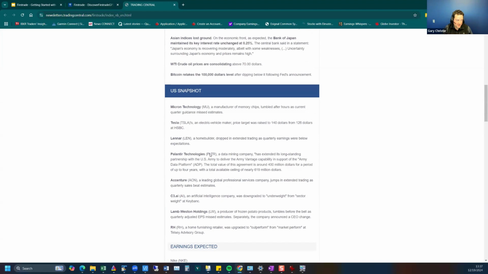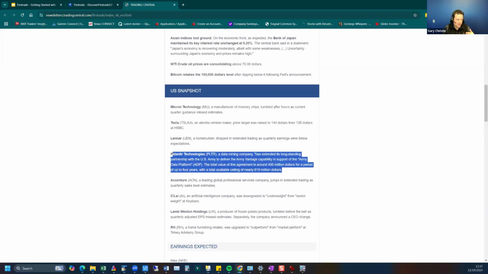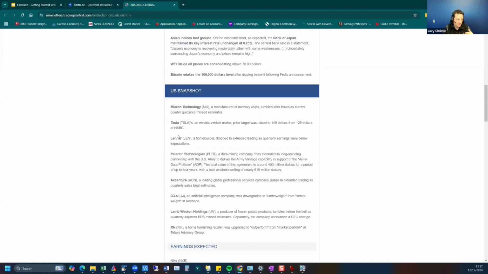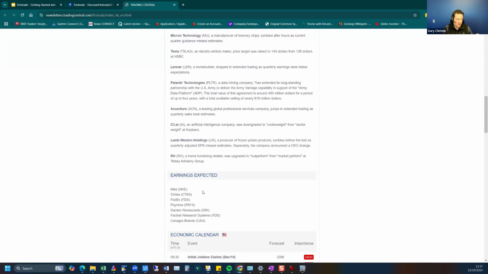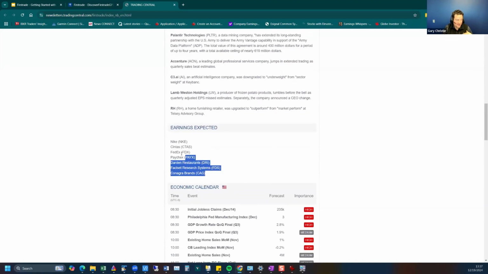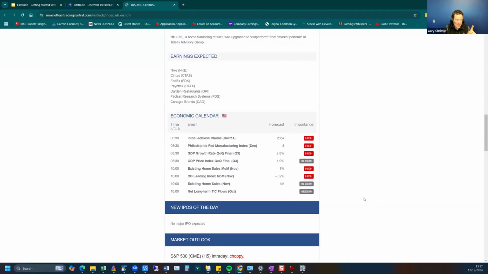We go through some stocks that have news. No surprise, Palantir was a large topic today in the news. Micron, Tesla, Lennar, and so on. We also tell you what to expect today in terms of earnings. Looks like we have Nike coming up. We have the economic calendar, and we've zoomed in to exactly what matters today only for you.